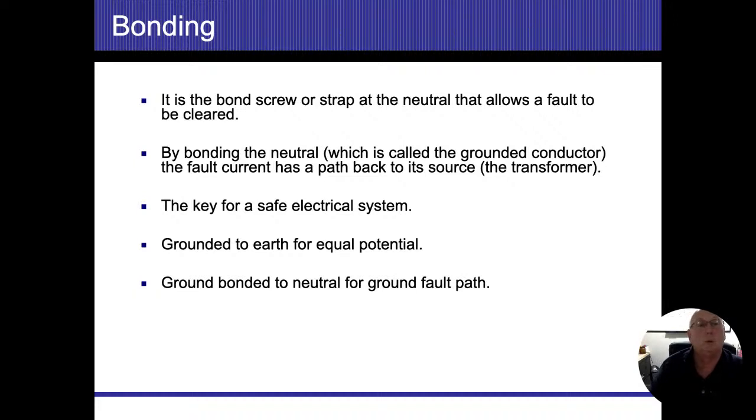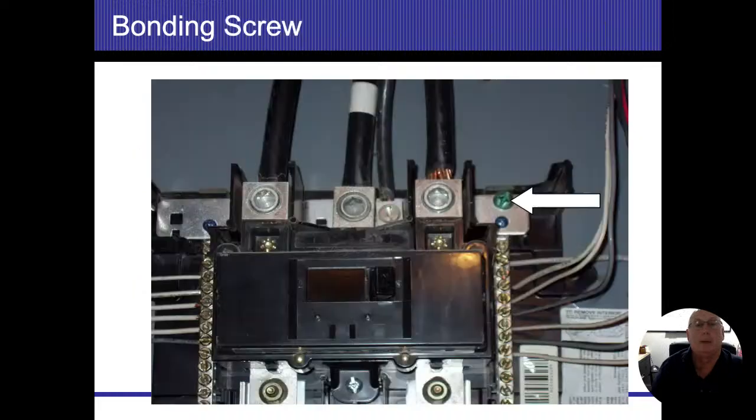Ground bonded to neutral to go ahead and clear the fault path. Good. So there's our bond screw, and these are just different examples of what we're going to see on the bond. And again, we're tying right below that. It's going to be my neutral bus bar. All right. So this whole thing over here is my neutral bus bar. And there you can see where my bond screw is.